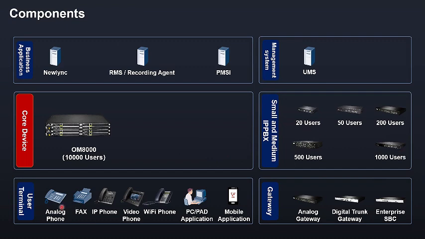And we have also the terminal user. You can also use a cell phone registered to our OM8000. And of course, you can use the analog gateway, the trunking gateway, and our enterprise SBC. With regards to business applications, as I think most of you already knew, we have our Newlink. And of course, we have a recording agent and a recording management system. And for hotel application, we have the PMSI middleware.